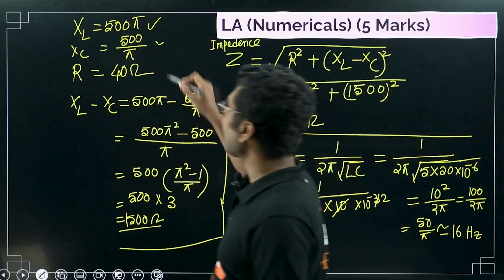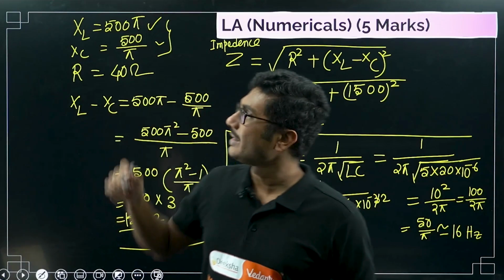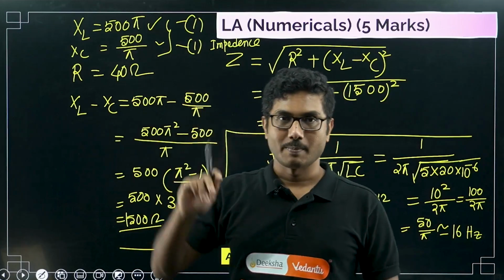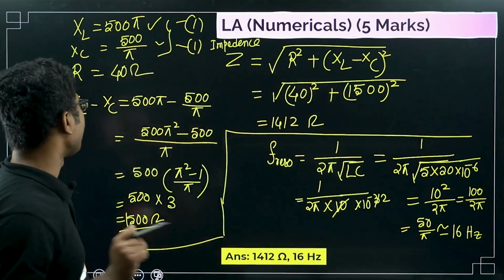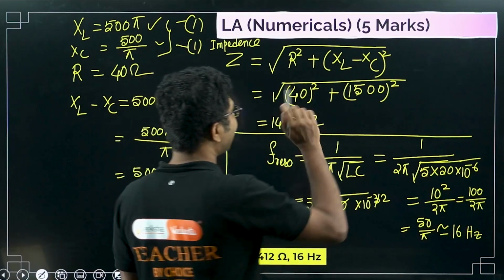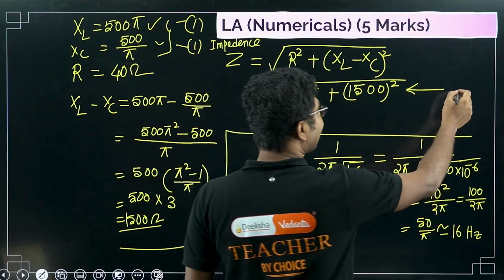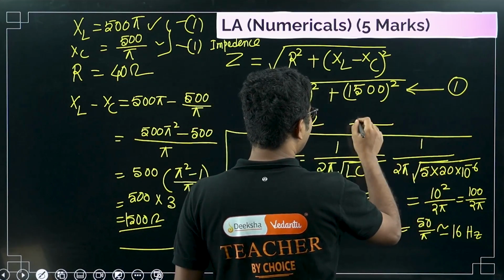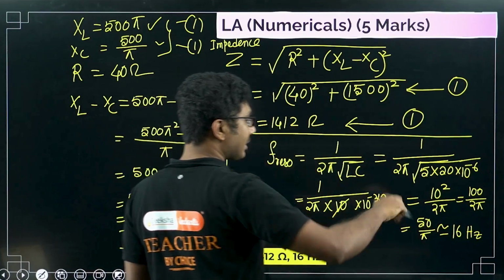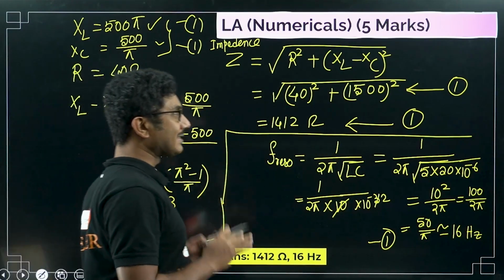First of all, to calculate XL and XC, you will get marks: 1 mark for calculating XL and 1 mark for calculating XC correctly. That is very, very important. Then if you calculate Z by inserting the values correctly into the formula, you will get 1 more mark. And to calculate this value correctly, you will get 1 more mark. And for resonance, you get 1 mark. So including everything, you will get 5 marks. So be careful when answering such questions.